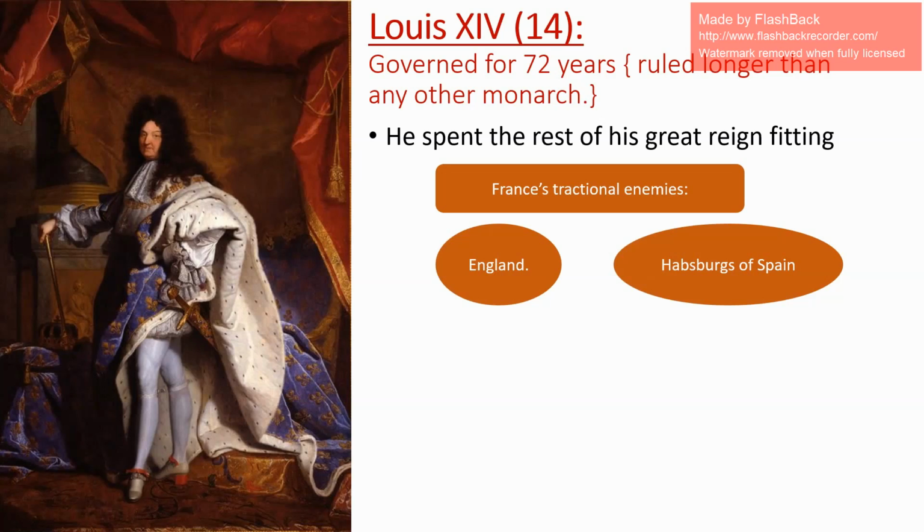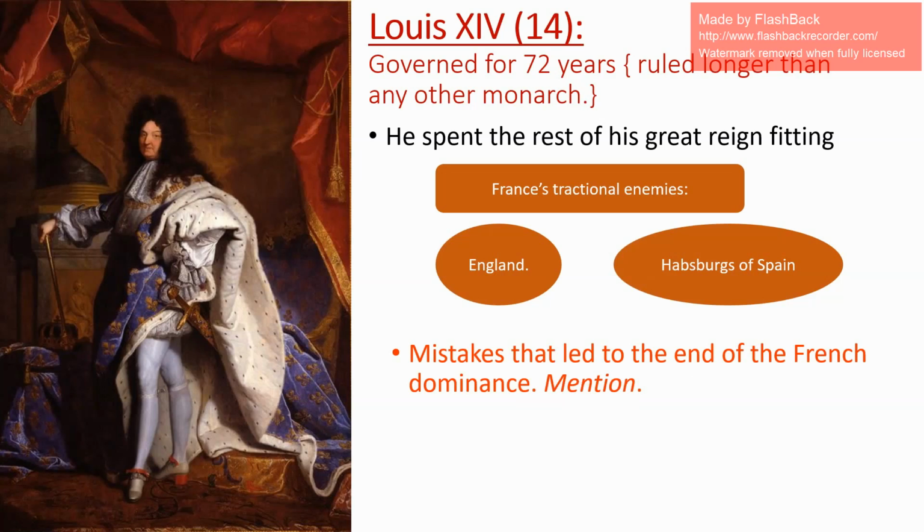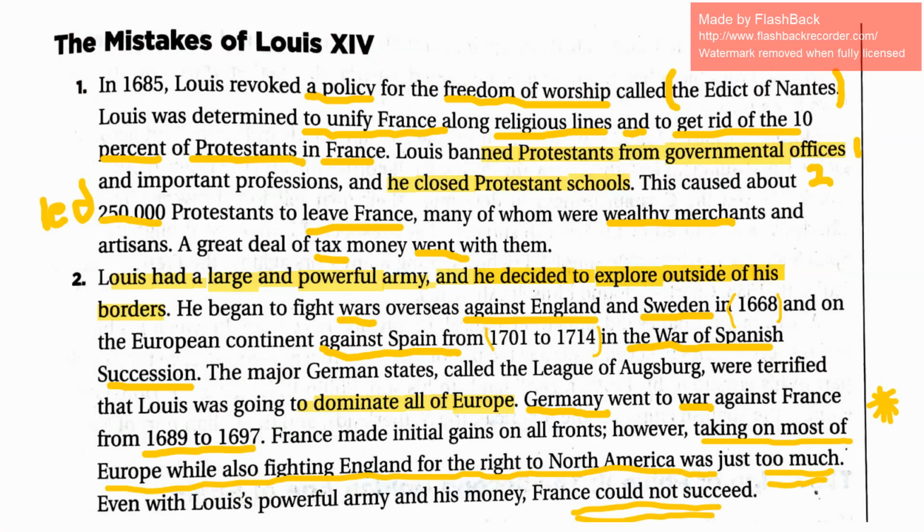Habsburg dynasty. Okay. Now, again, we said he spent his reign fighting, so he made mistakes. Not only one mistake; these mistakes led to the end of his dominance, the French dominance, and this great absolute monarch was gone. We're talking about Louis XIV in France. We're going to mention them. This is a page from the book, page 245. I'm not going to read it, I'm just going to explain point number one and point number two. So the mistakes of Louis XIV, guys, were two mistakes.